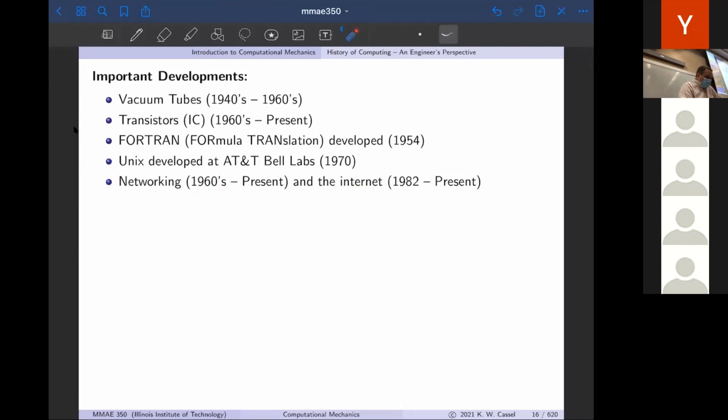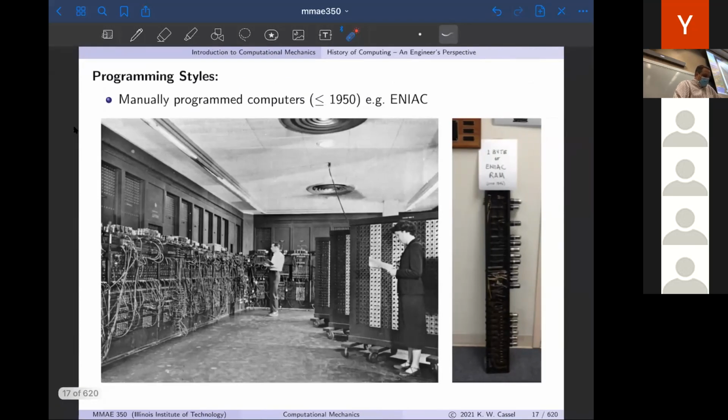So you see there's a mix of hardware and software, both of which have had tremendous impacts on the development of computing. Now, programming styles, the way we actually program a computer, the way we actually tell a computer what to do and how to do it, has also evolved tremendously over the years.